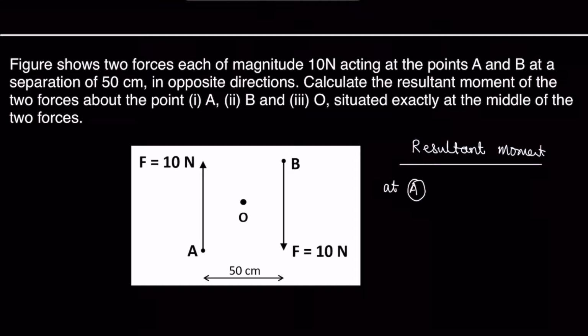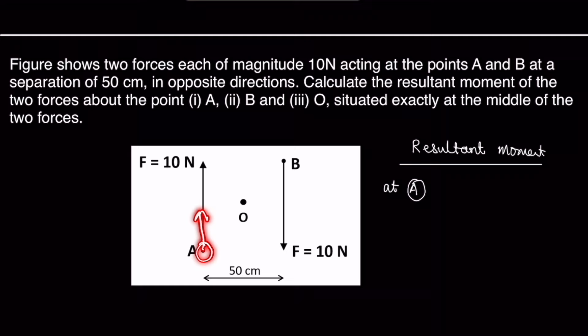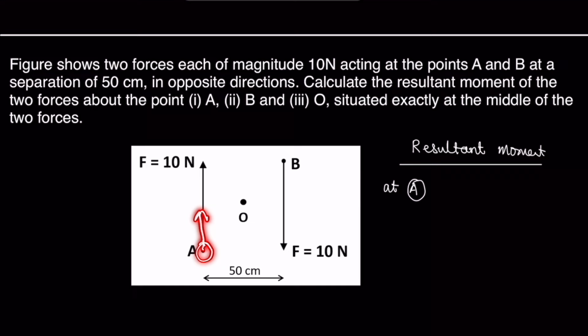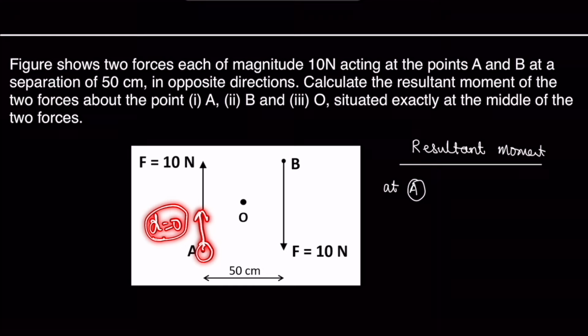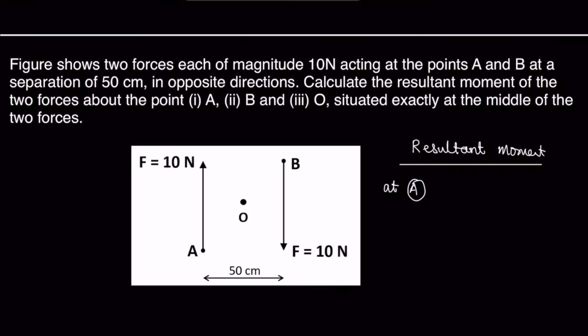if we consider point A, the force which is acting at point A, in this case moment of force will be 0. Why is it 0? Because in this case the D value is 0. There is no D present or there is no R present. Means the force is acting on the point A. So in this case torque will be 0. Moment of force will be 0.